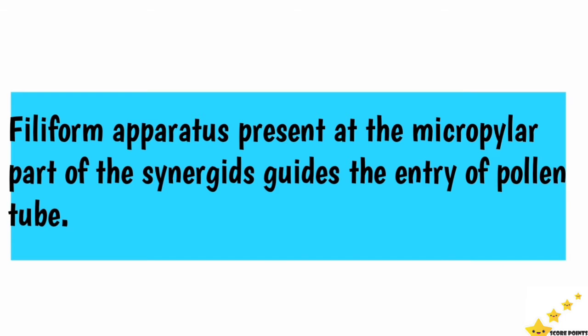The filiform apparatus is present at the micropylar part of the synergid. It guides the entry of pollen tubes. The main function of synergids is to guide the entry of the pollen tube.